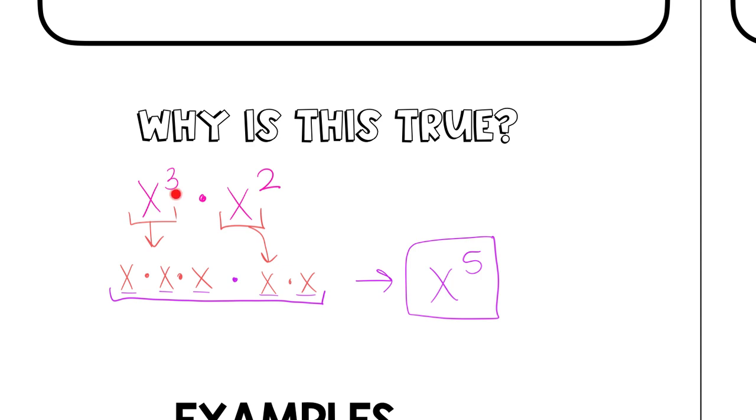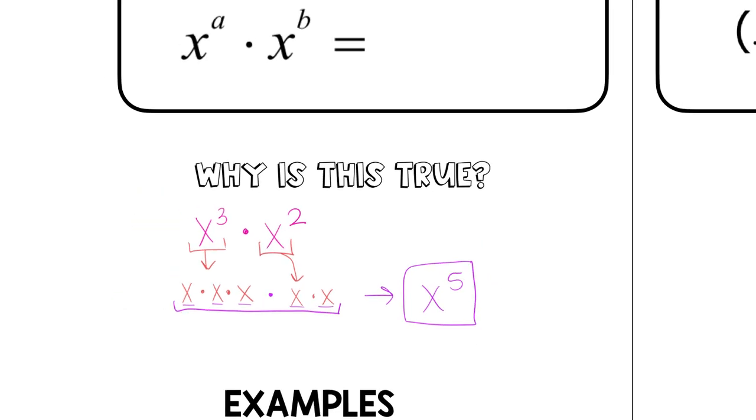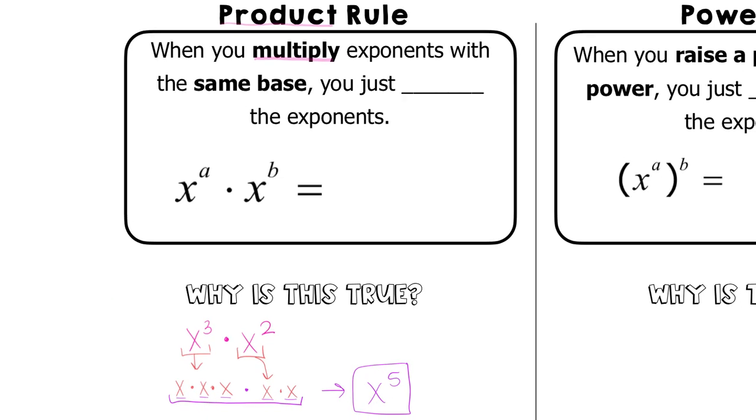Now notice, if you look at the exponents, they really just got added together, right? 3 plus 2 is 5. So that's how you multiply exponents. You don't actually multiply them, you just add the exponents together. So this works as long as these have the same base. So it's got to be the same letter or the same number, and then you could just add the exponents. So that's what the product rule says. It says when you multiply exponents with the same base, you just add the exponents. So this would be x to the a plus b.